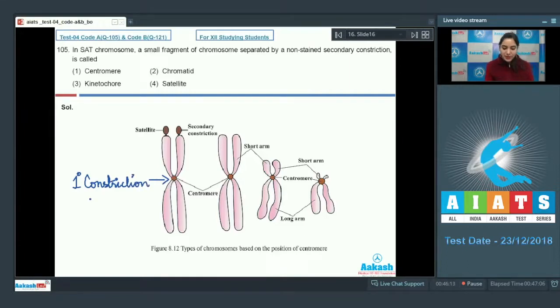After the primary constriction, we can also see this secondary constriction here. Can you notice? I hope it is visible at your end. So we see a secondary constriction here, and after that, what we see, a small fragment of chromosome that is left behind, is known as satellite, which is pretty much visible in the diagram also. So let me select the correct answer. That is option number 4.